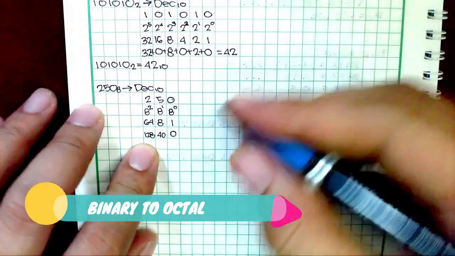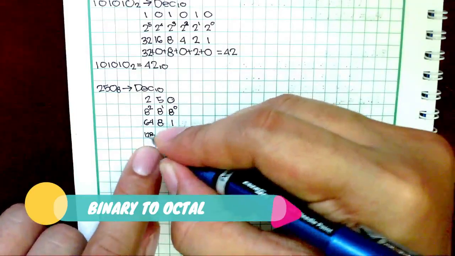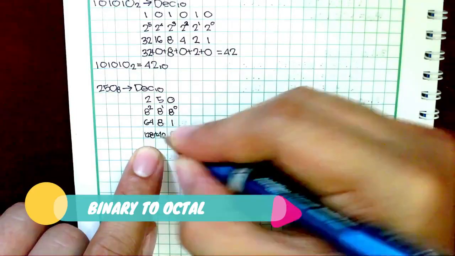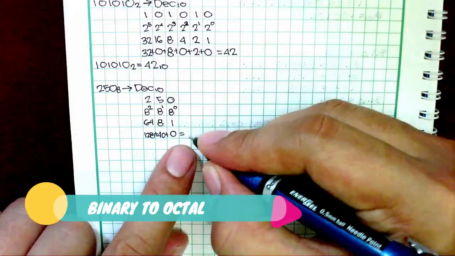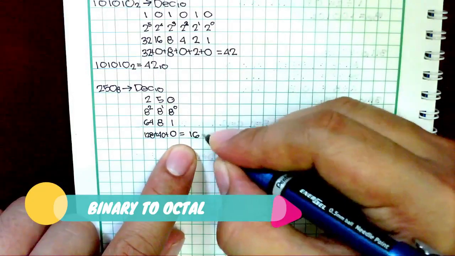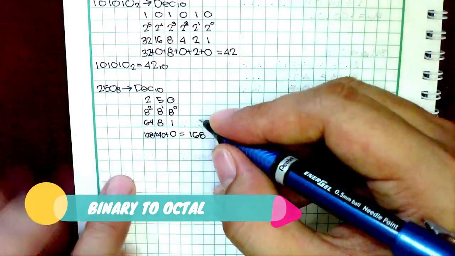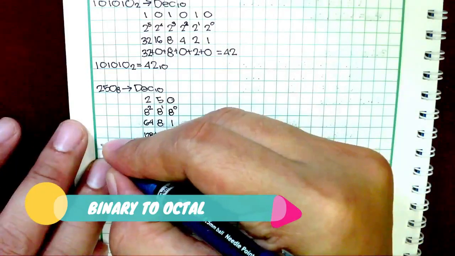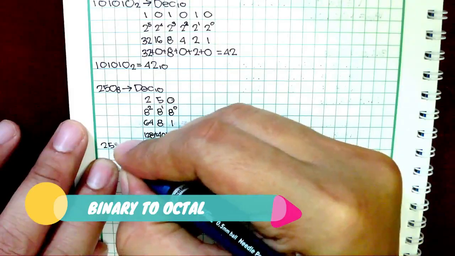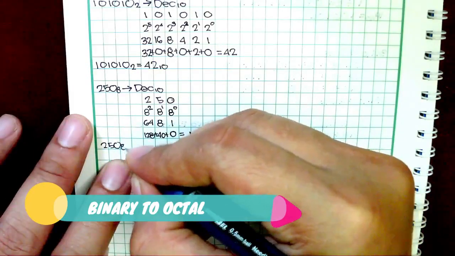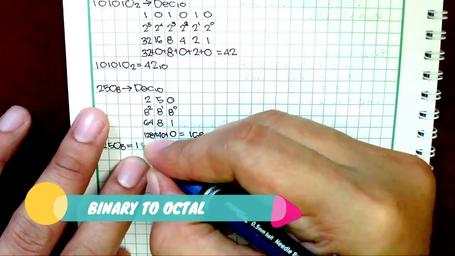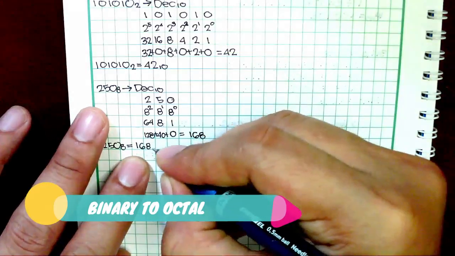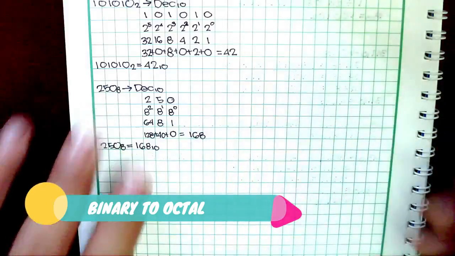And then we're just going to add all the values. So 128 plus 40 plus 0 is equal to 168. So for our final answer, 250 base 8 is equal to 168 base 10, or in decimal.